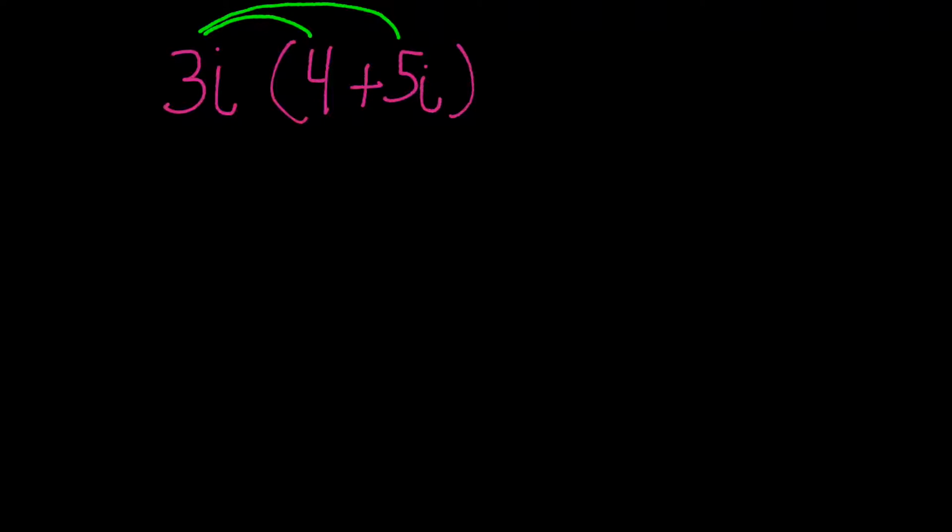So we have 3i times 4. All we're going to do here is multiply the 3 with the 4, so that's 12. And don't forget the i that came along with it, plus... Alright, here we've got 3 times 5, which is 15. But then we also have i times i. Don't forget, i times i is negative 1.